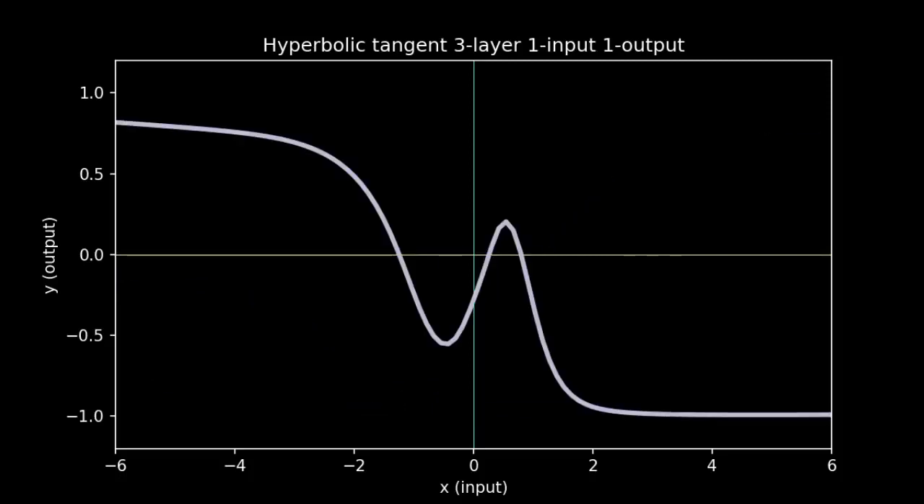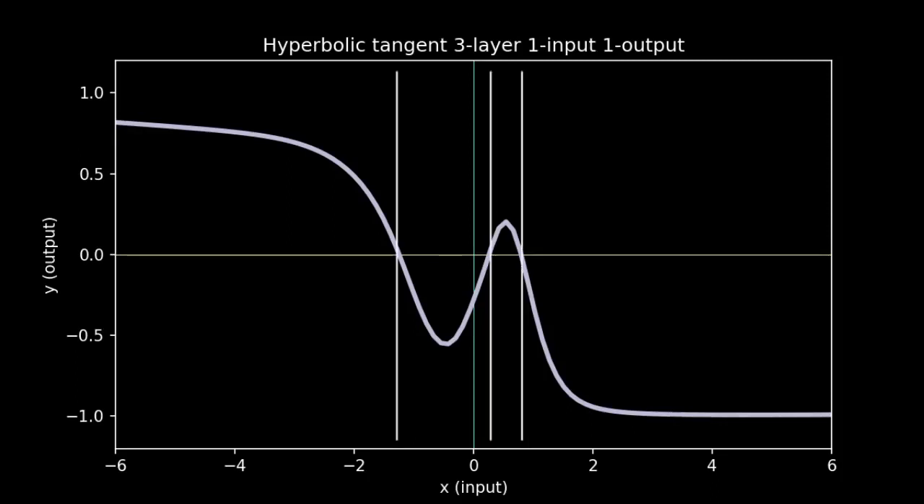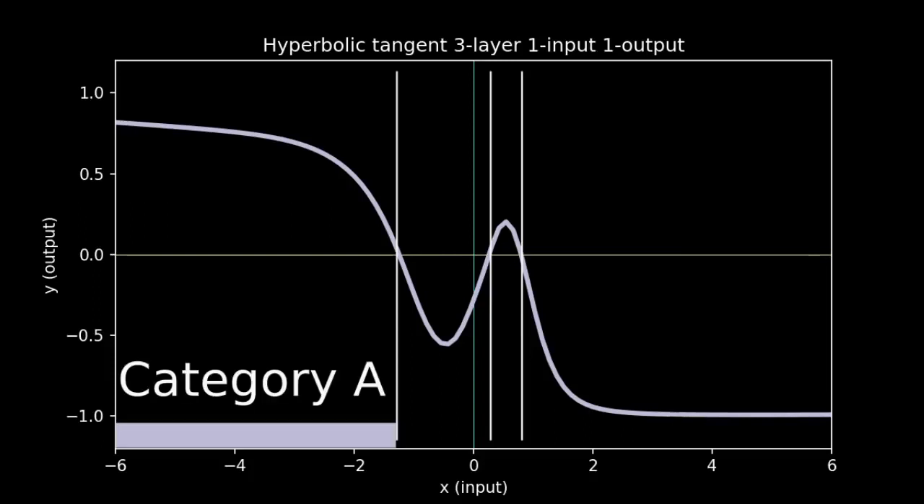We can use these fancy wiggly lines to make a classifier, as we did with logistic regression. Here we use the zero line as the cutoff. Everywhere that our curve crosses the zero line, there's a divider. In every region that the curve sits above the zero line, we'll call this category A. And similarly, everywhere the curve is below the zero line, we have category B.